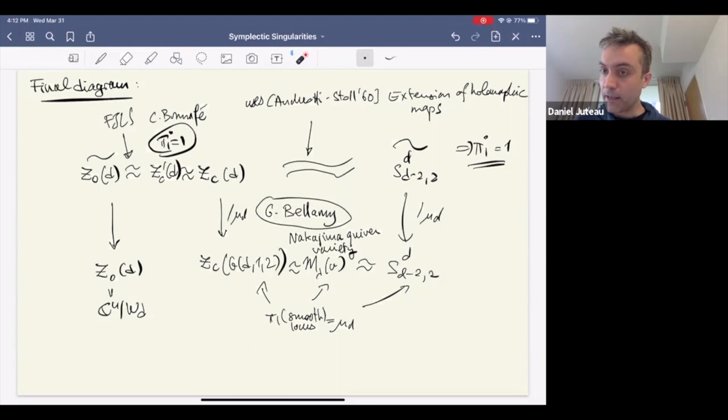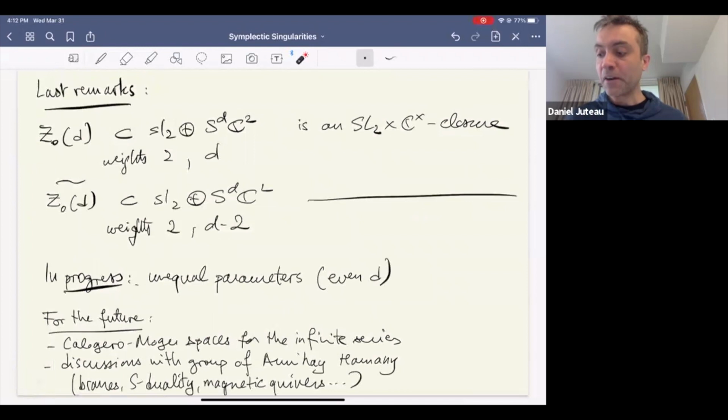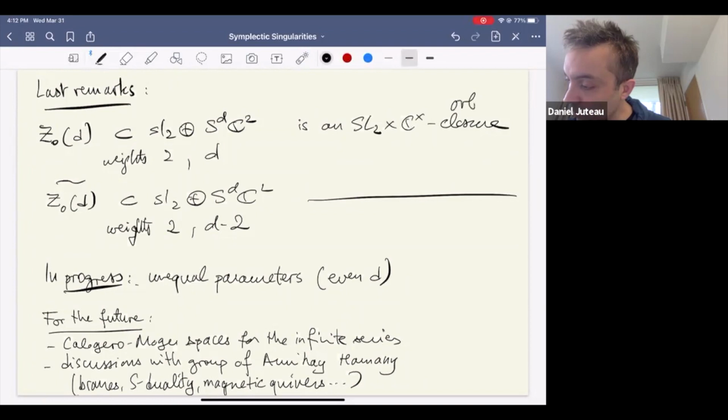And now I would like to say a few last remarks. So first of all, you can give easy descriptions of the singularity. So first the symplectic quotient singularity, you can see as the SL2 times C star orbit closure. So SL2 is of dimension 3. If you add C star, you have dimension 4, so it's plausible. And here the C star acts with weights 2 and D.